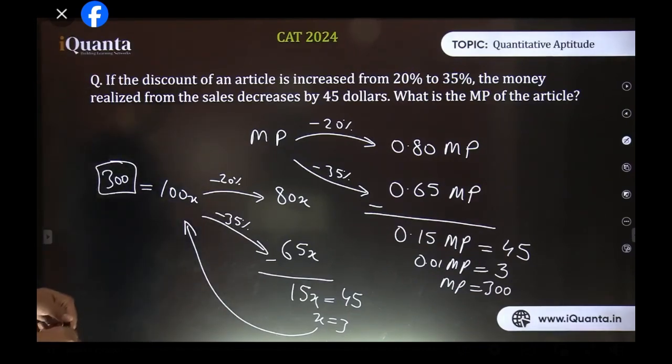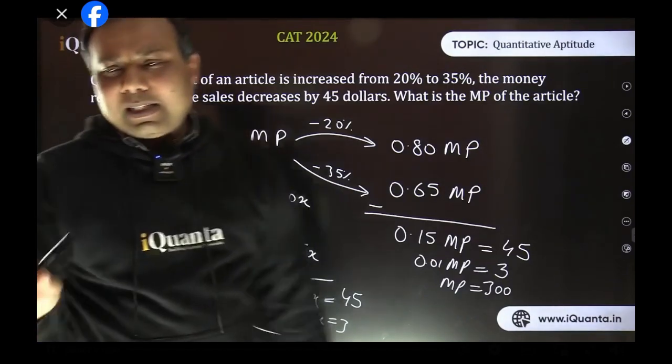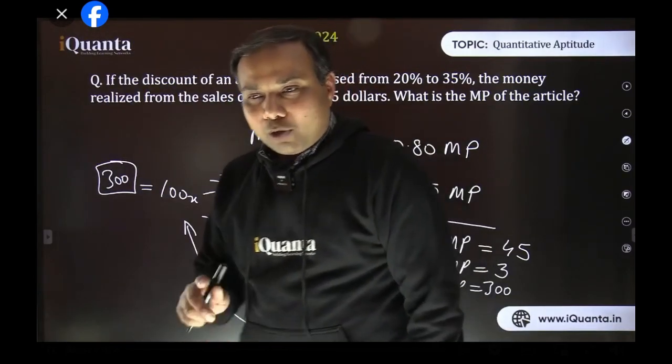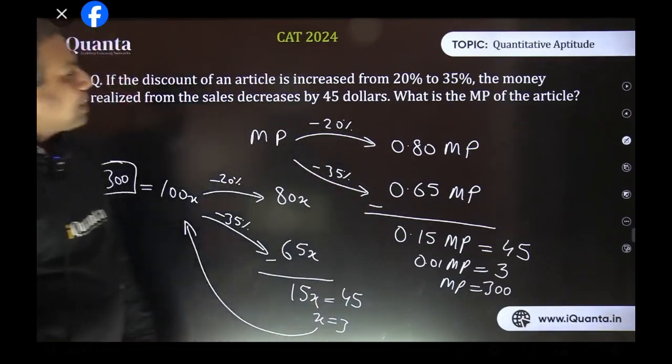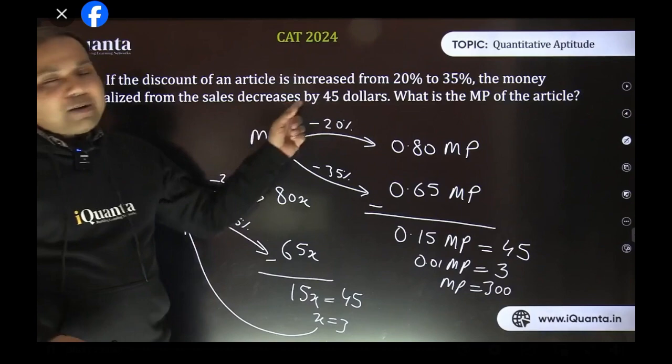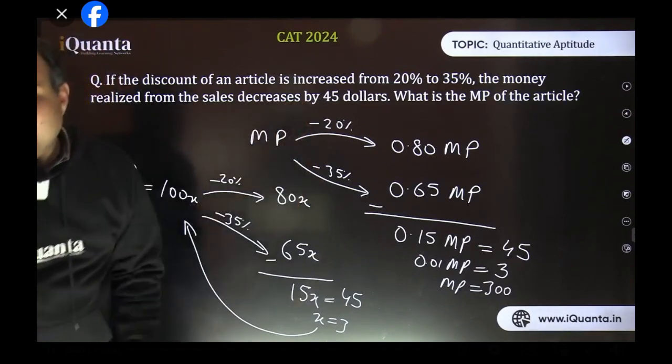Okay, next one now. See, here one more thing could have been done. Why are we doing so many things? That much was not required. If you are just able to figure out why we are getting this difference of $45, why we are getting this discount difference of 45?